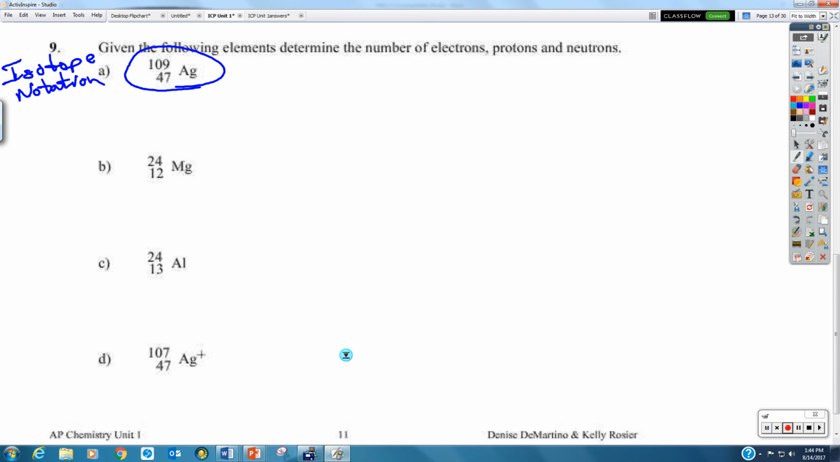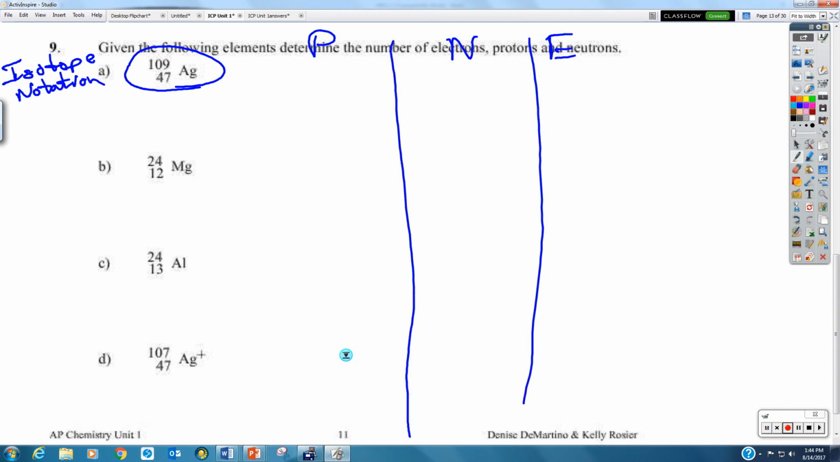Isotope notation. You're going to see this a lot in this class. What I want you to do right now is make a column for protons, neutrons, and electrons. We're going to do some real quick math. Right here, we're on page 11. This one's pretty straightforward.